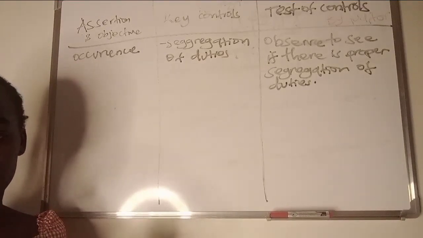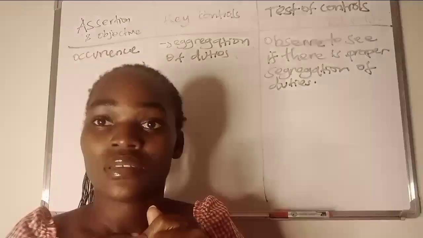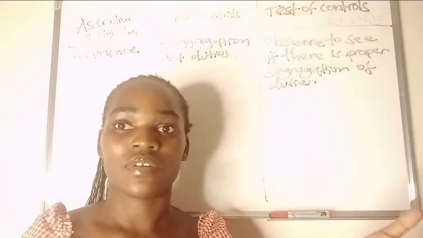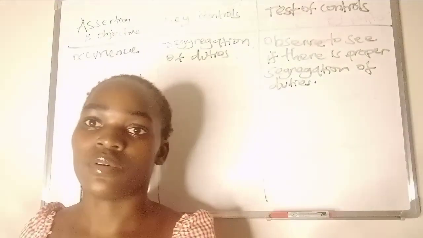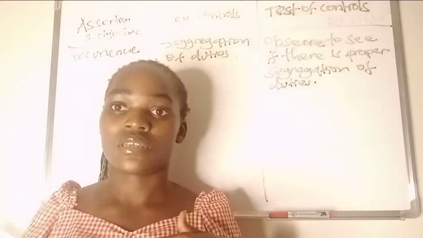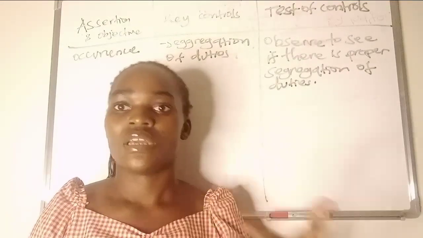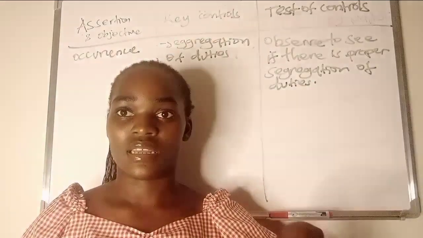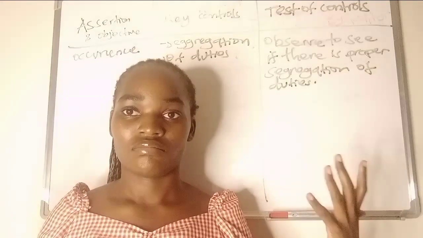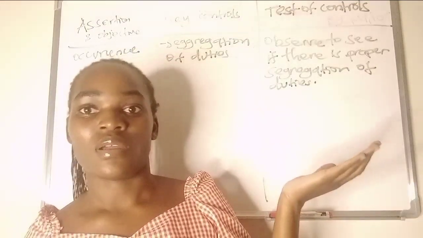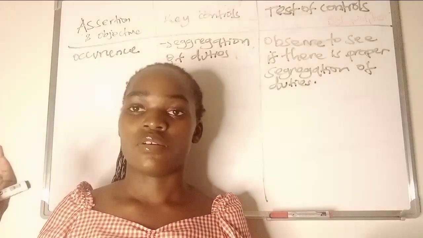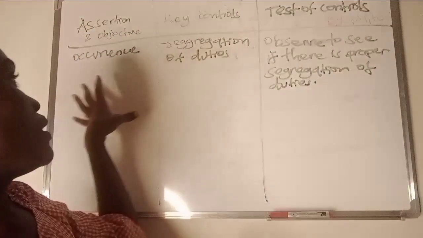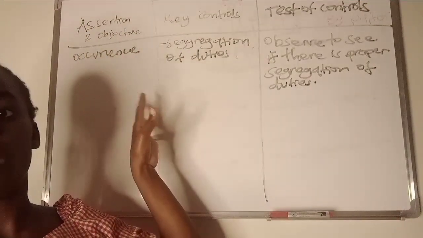So that is the only test of control for segregation of duties. You're just supposed to see if activities are done by different people. If someone that records sales is different from someone that receives cash, is different from someone that approves credit sales. You're just supposed to look at the way things are done in the organization, and then you'll be able to see if there is segregation of duties or not, or if it's working properly or not. Yes, so that is occurrence, the occurrence assertion.